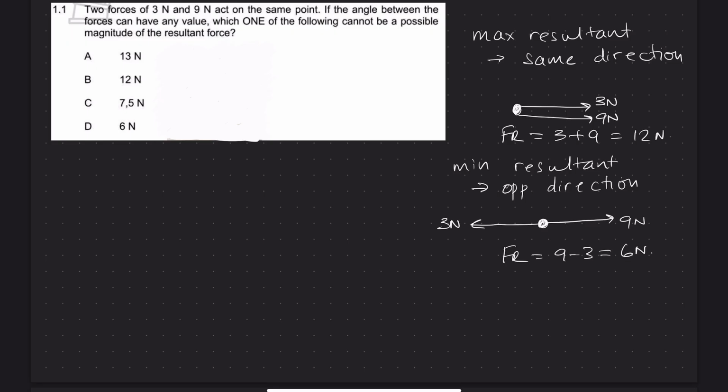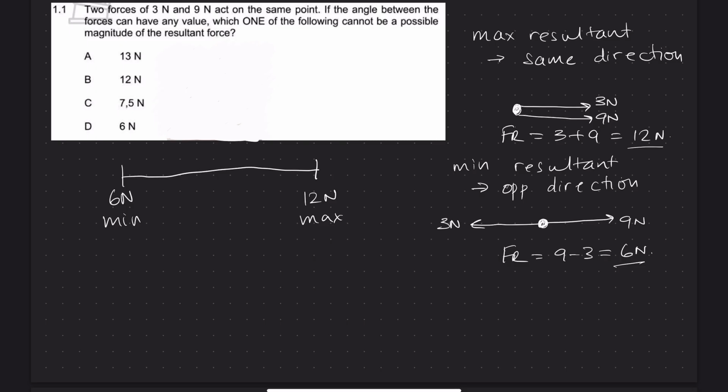So these two values are very important because they tell us the boundary, if you will. So we'll have a maximum value of 12 Newton. We'll have a minimum value of 6 Newtons. And anything in between is also possible.